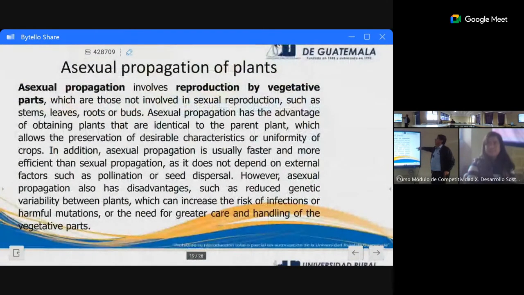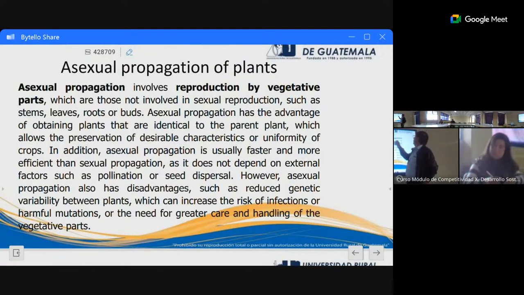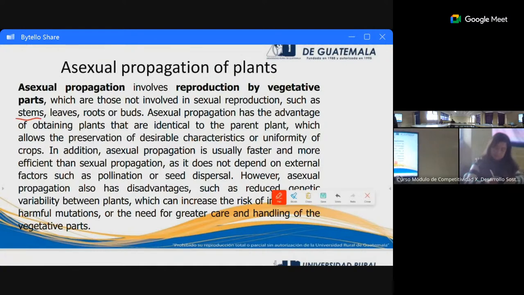Now we will check this topic of asexual propagation of plants. Asexual propagation involves reproduction by vegetative parts, which are those not involved in sexual reproduction, such as, as I mentioned before, stems, leaves, roots, and buds. Asexual propagation has the advantage of obtaining plants that are identical to the parent plants. It means that they are clones of the parent plant, which allows the preservation of desirable characteristics or uniformity of crops.